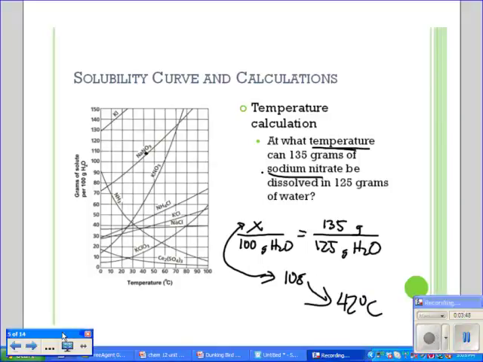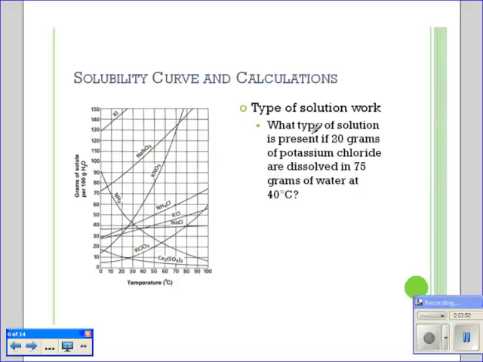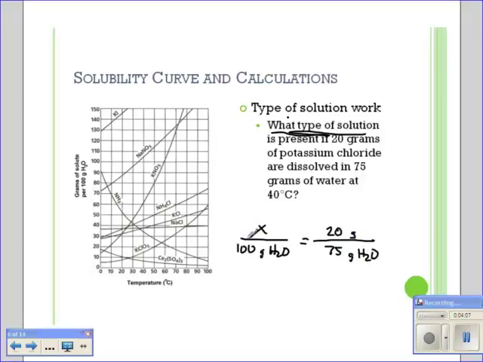The final kind of calculation you have is when it asks what type of solution. Again, you want to use the curve, and the curve is out of 100. It gives you that you did 20 grams per 75 grams of water. So before I can do anything, I need to figure out the amount per 100. That amount per 100 is about 27 grams per 100, and that's at 40 degrees Celsius.